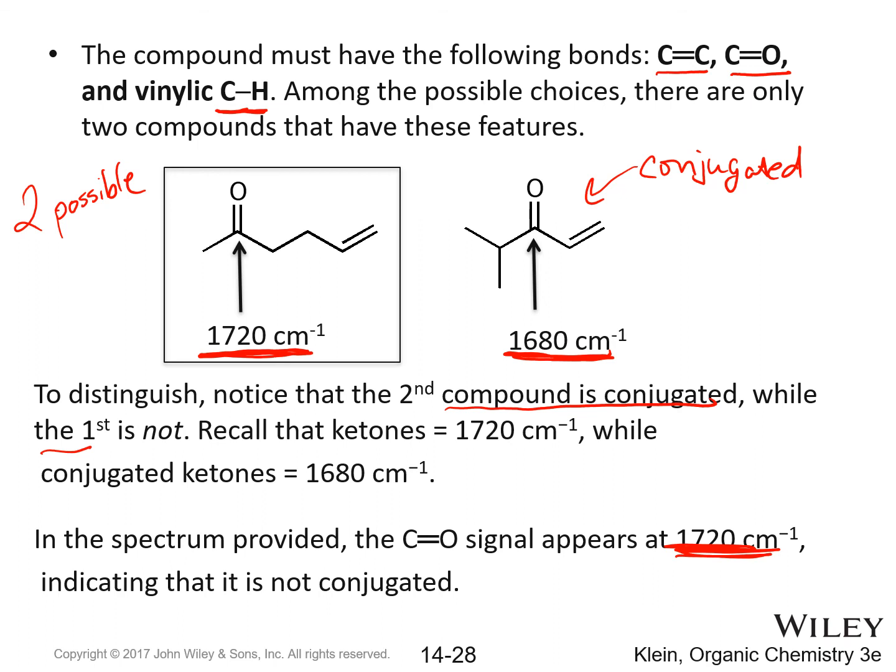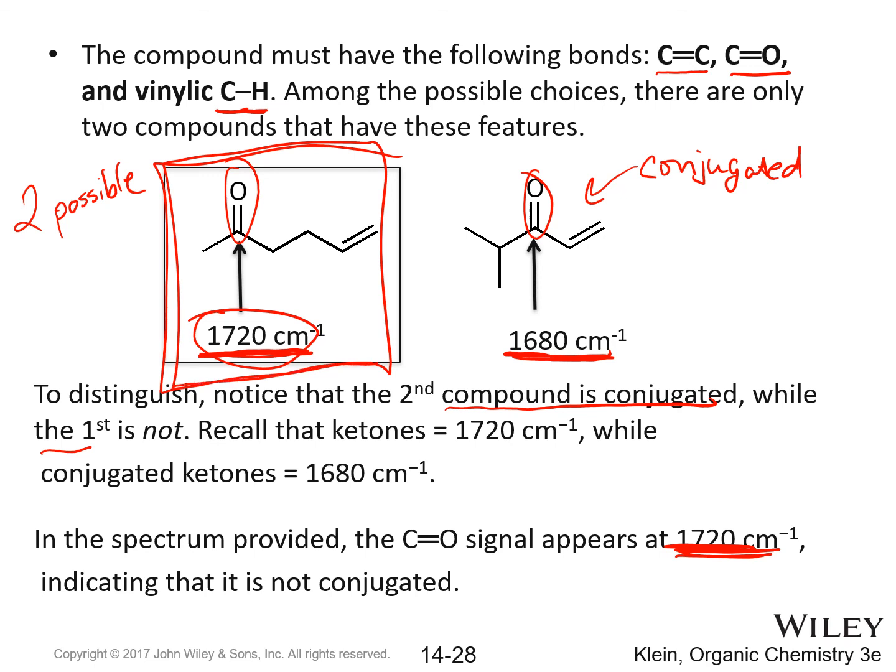So our deciding factor was exactly where our carbonyl peak was. The fact that it's at 1720 and not 1680 tells us that we're dealing with this structure, that ketone, and not the second.